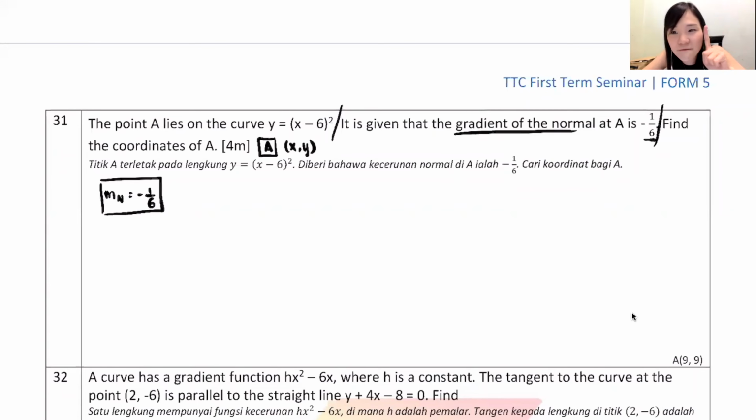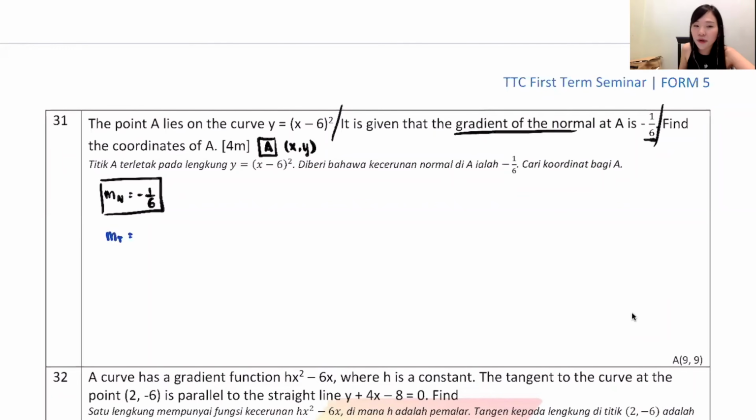Can anyone tell me what is the first thing you will do when you read these questions to make it easier? Very good, Kenjang. Guys, listen to me. Now I have the gradient of normal. The gradient of normal is not really helpful for us, but it is different for the gradient of tangent. The gradient of tangent is dy/dx, so we better have dy/dx. If I am you, since the gradient of normal is given, I will try to find the gradient of tangent because it is more useful.